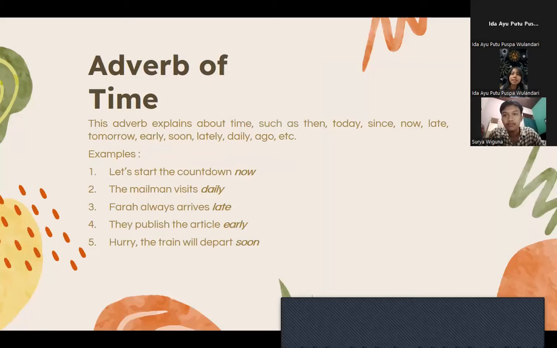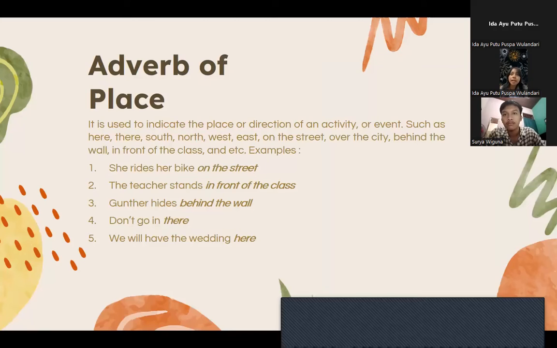Just for examples, first is let's start the countdown now. Second one is the mailman visits daily. Next is Farah always arrives late. And yeah, there are many kinds of examples on these slides. Well, next is adverb of place. It is used to indicate the place or the direction of an activity or event, such as here, there, south, north, west, east, on the street, over the city, behind the wall, and in front of the class.